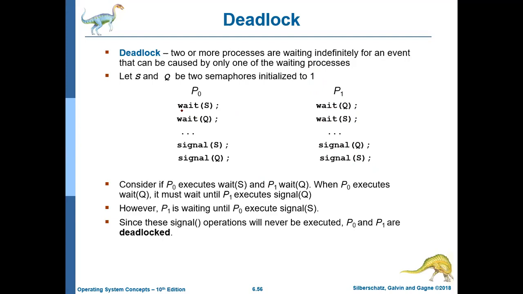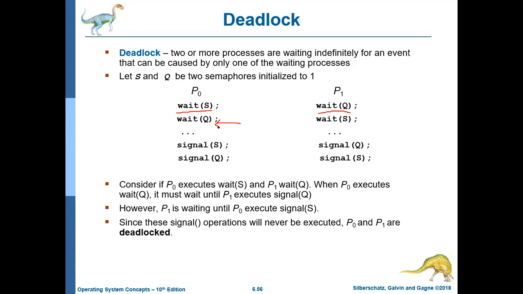Now we are going here. Suppose this line is executing first. Both the processes are running parallelly. Now wait S will decrement the value of the semaphore S and make it 0. At the same time, P1 is also executing. This line will execute, wait Q. It will decrement the value of Q, and it will now be 0. Both S and Q are now 0. Then this line is executing.